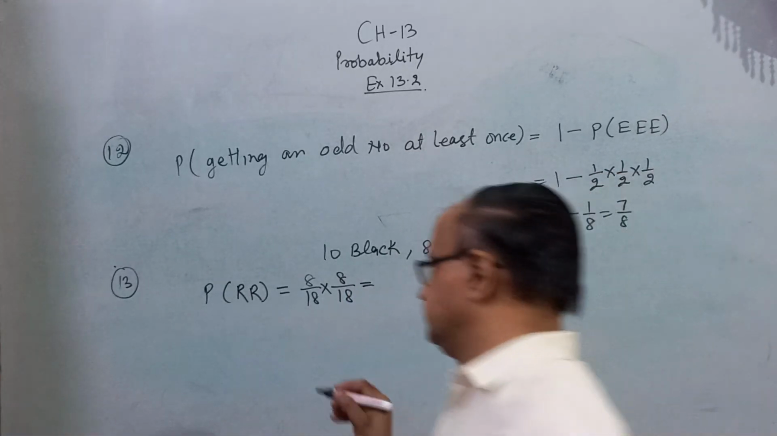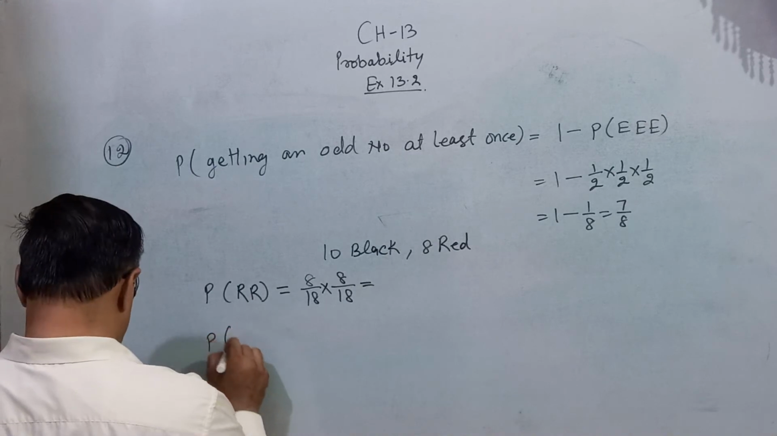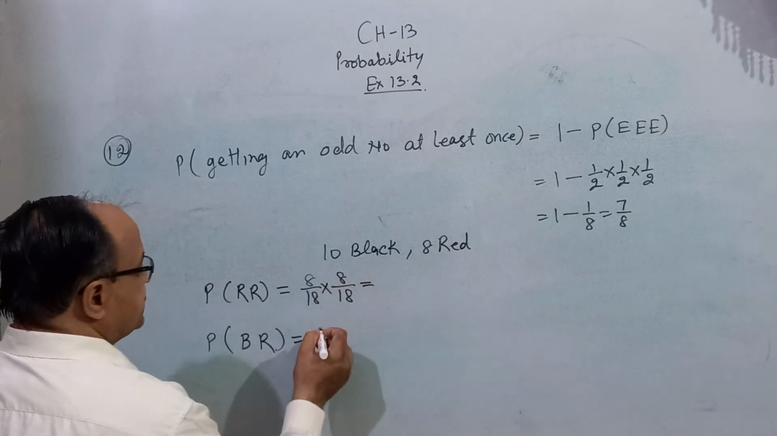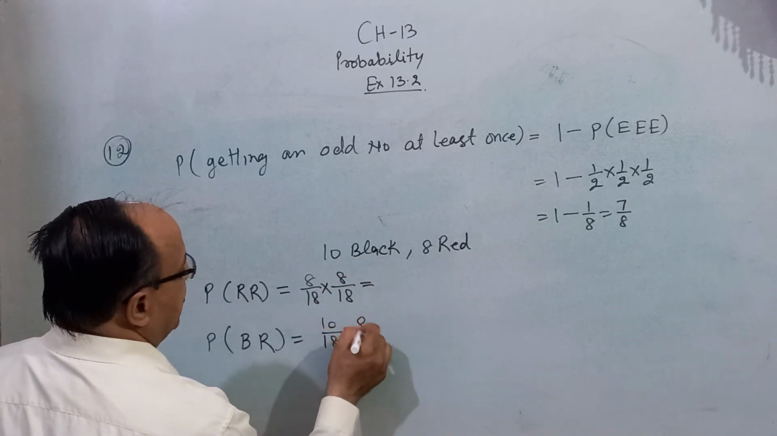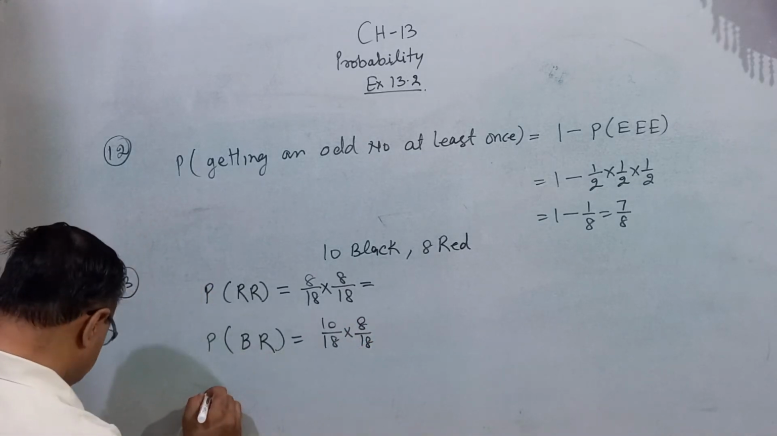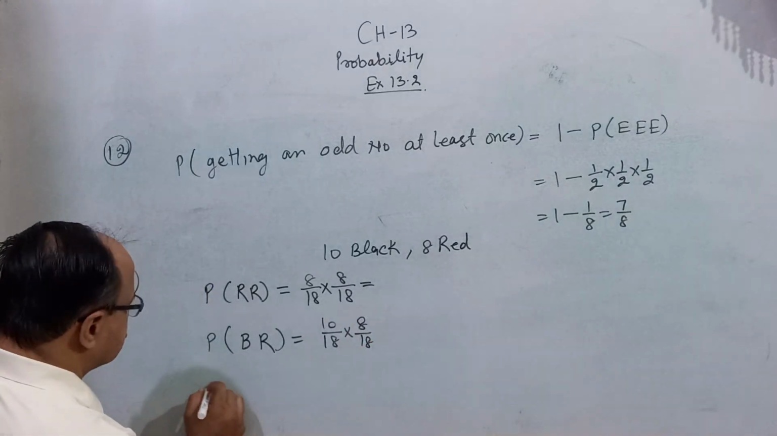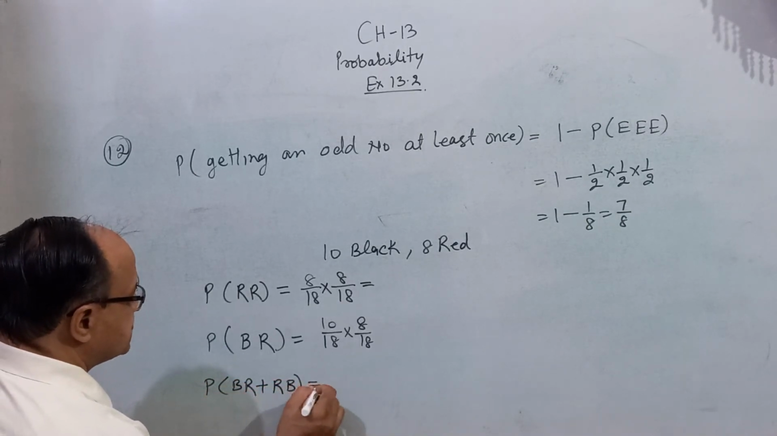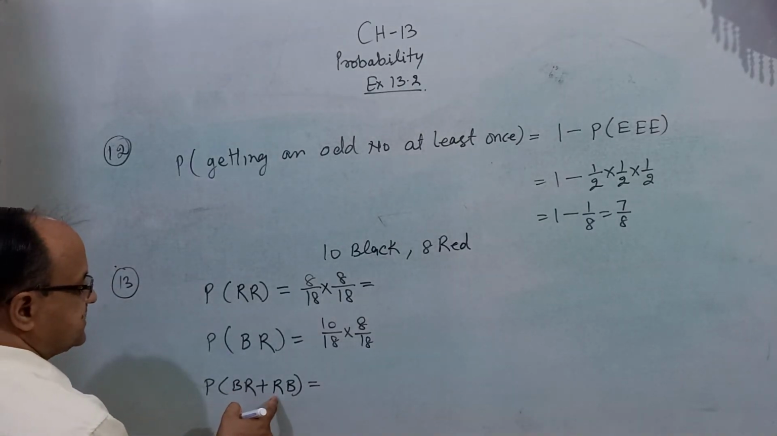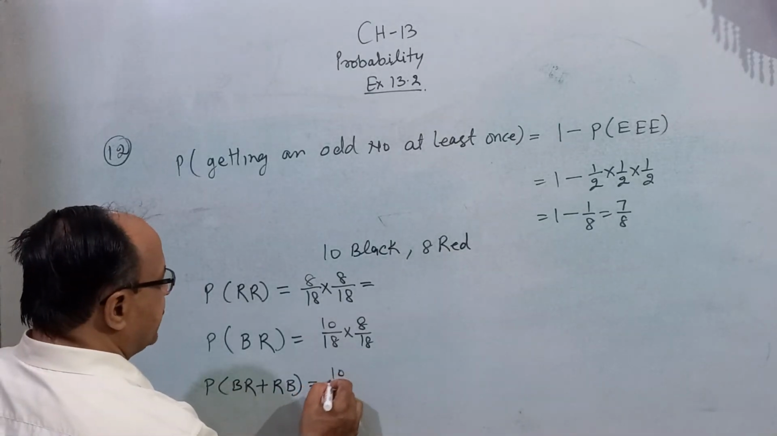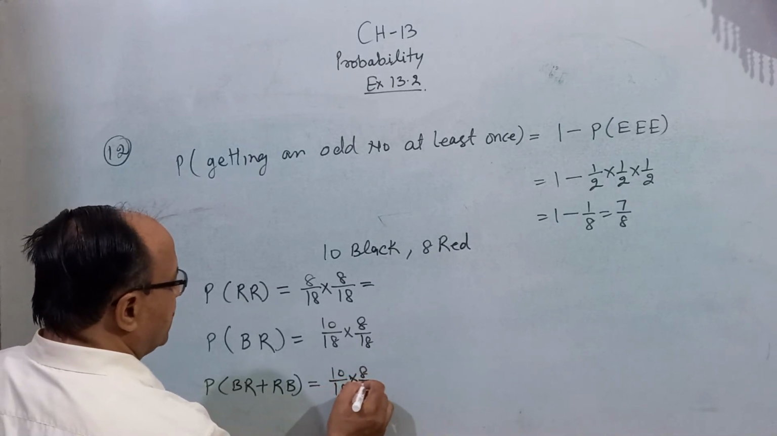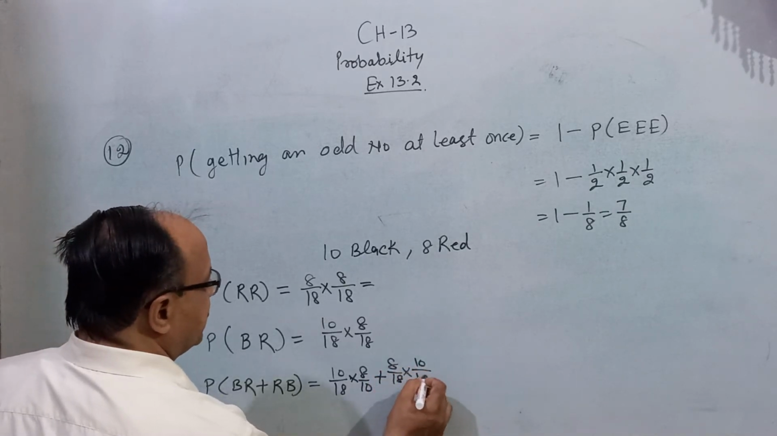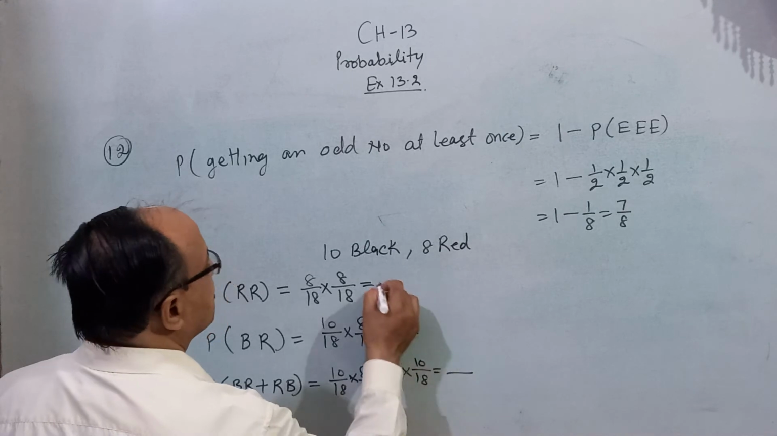Second part of this question: the probability that the first ball is black and the second is red. Black, you know, 10 by 18 and red 8 by 18. And the third part, one of them is black and the other is red. There are two cases, first black then red, and first red then black. So that is 10 by 18 into 8 by 18 plus 8 by 18 into 10 by 18. This is the answer. After simplification, the answer comes.